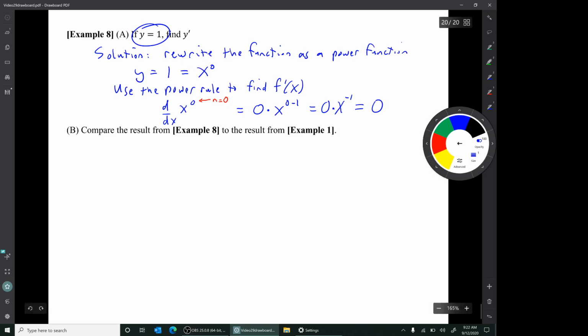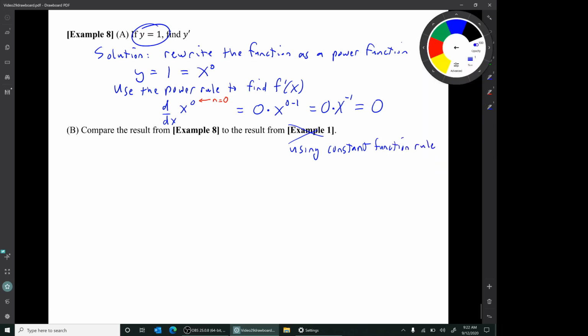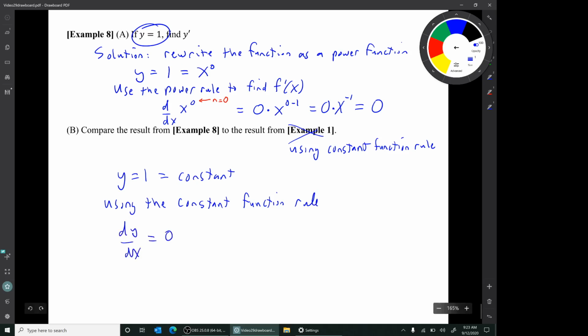Now in question B, I want to change the question. I want to compare the result from example 8 to the result from using the constant function rule. Y is equal to 1. So using the constant function rule, we would find that the derivative is 0. Same result. That's the end of the example, and that's the end of the video.